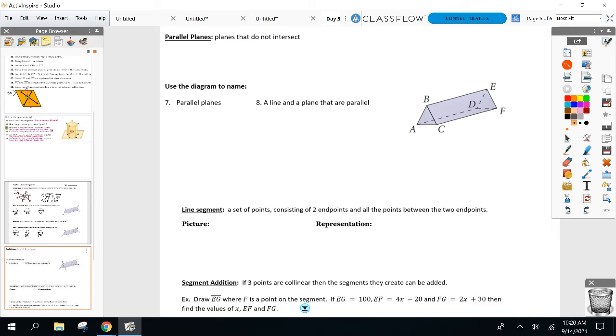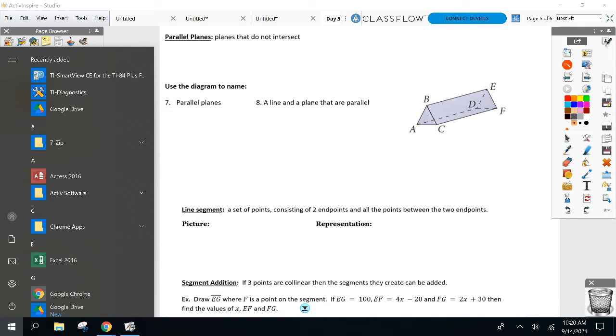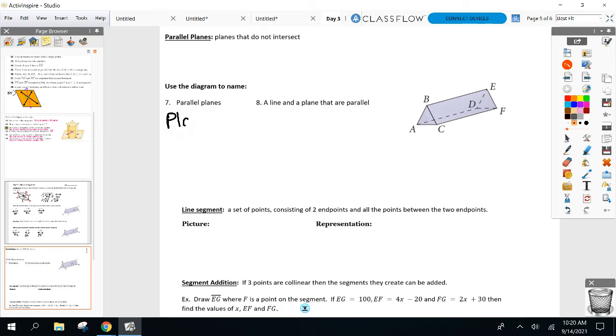All right, they are parallel. Make sure you name it with 3 letters, remember? Via, go. Plane A, B, C, and plane D, E, F. Yep. Plane ABC and plane DEF. Good. Those are the only 2. Everything else intersects each other.